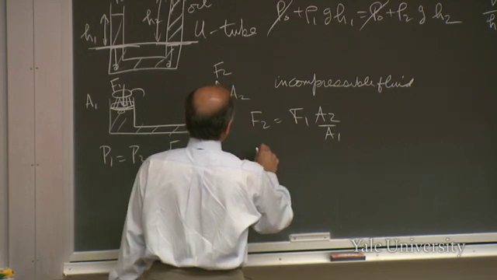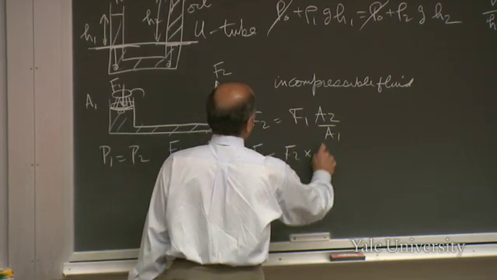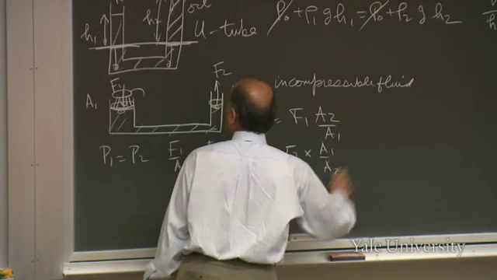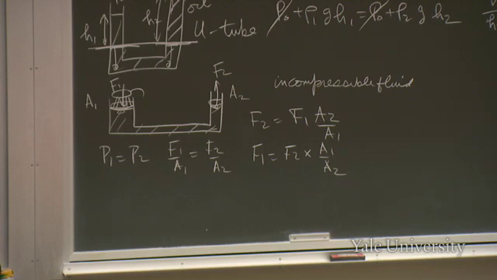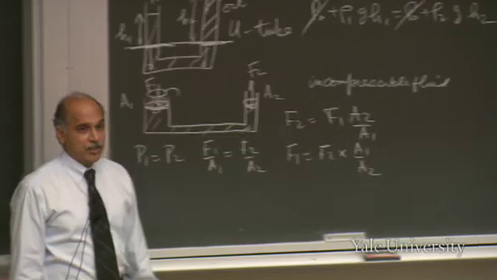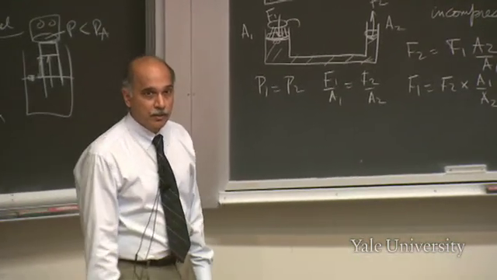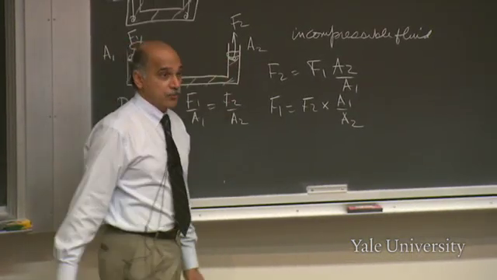So let's still call your force F2. And the force on the other side is the force you apply times A1 over A2. So A1 over A2 could be 100. What that means is if you apply 1 Newton here, you will get 100 newtons on the other side. So that's the way to convert a small force into a large force.